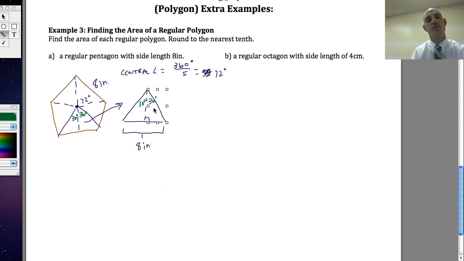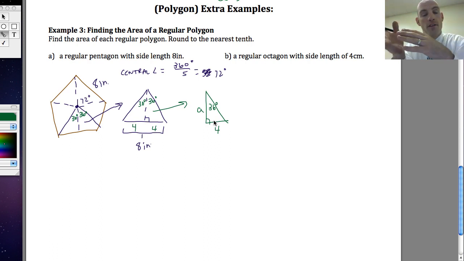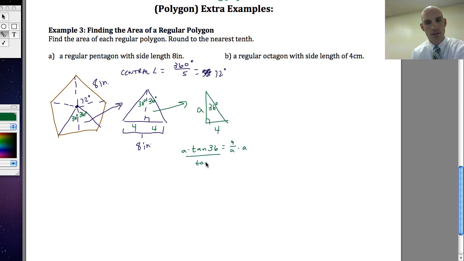And look what happens. I need to find the apothem. And so I have this little triangle that I've pulled out here, which is 4 on the bottom, because this total thing is 8 inches, so it's 4 each. There's a 36 degree angle here, and I need to find the apothem. I have a right triangle with one other angle given, so I need to use trig ratios. Opposite over adjacent. The tangent of 36 equals 4 over a, multiply by a, divide by tangent of 36. So a is equal to 4 over tangent 36.